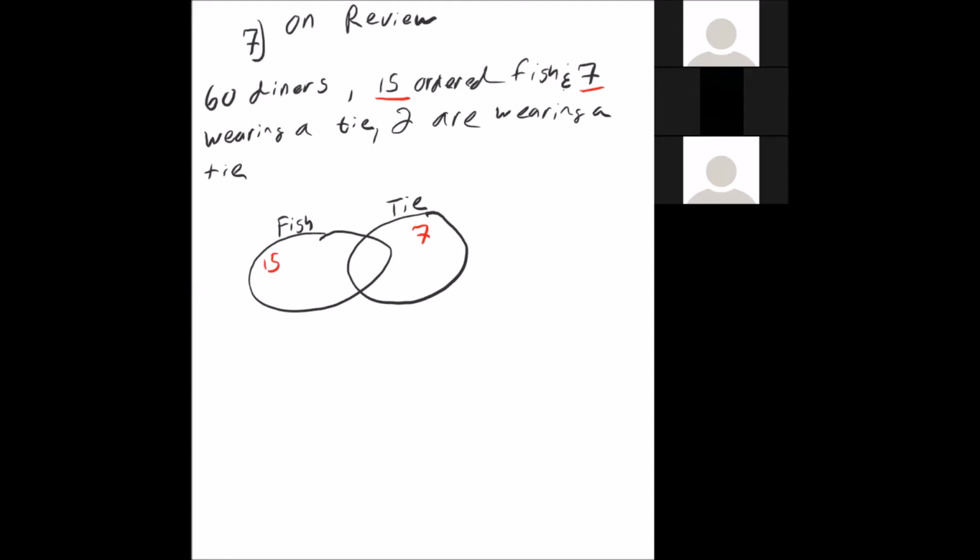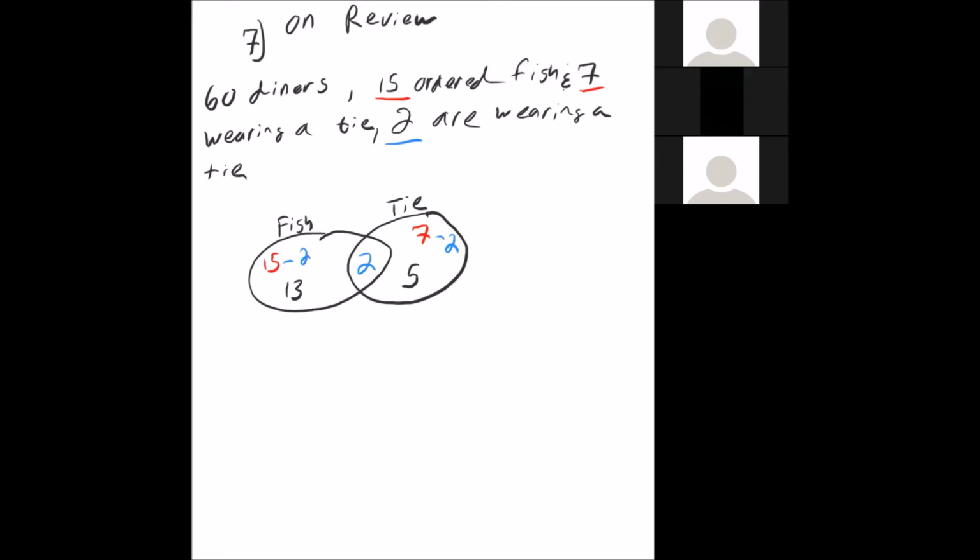Okay, so you have 2 are also wearing a tie here. Well, this 2 would be in the middle. But the thing you have to remember here is you don't want to overcount. So I have to take the 2 away from both the fish and the tie. So I do 15 minus 2, which gives me 13. And 7 minus 2, that gives me 5. Okay. Does that part make sense? You don't want to overcount. So you have to make sure you take those away from the Venn diagrams here.